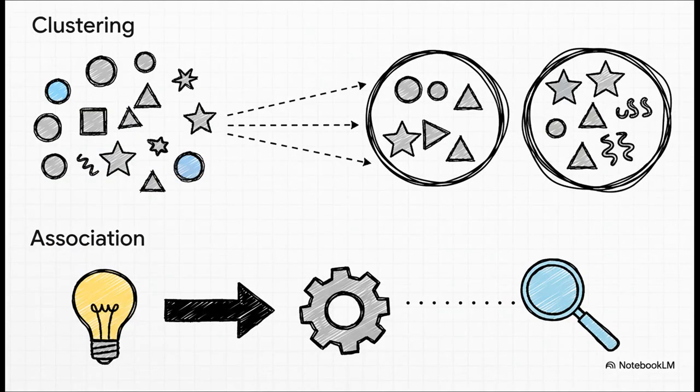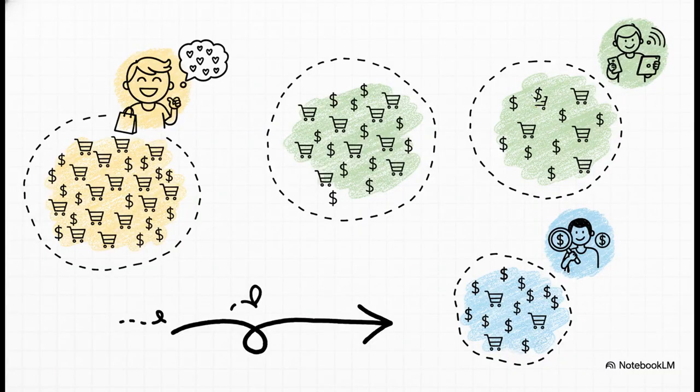So our Explorer has a couple of main tools in its toolkit for this journey. First, there's clustering, which is all about finding and grouping similar things together. And second, there's association, which is about discovering hidden relationships between different things. You see clustering a ton with customer segmentation. An algorithm can just sift through mountains of purchase data and automatically group customers into different types, like say weekend shoppers or bargain hunters, without ever being told what categories to look for in the first place.